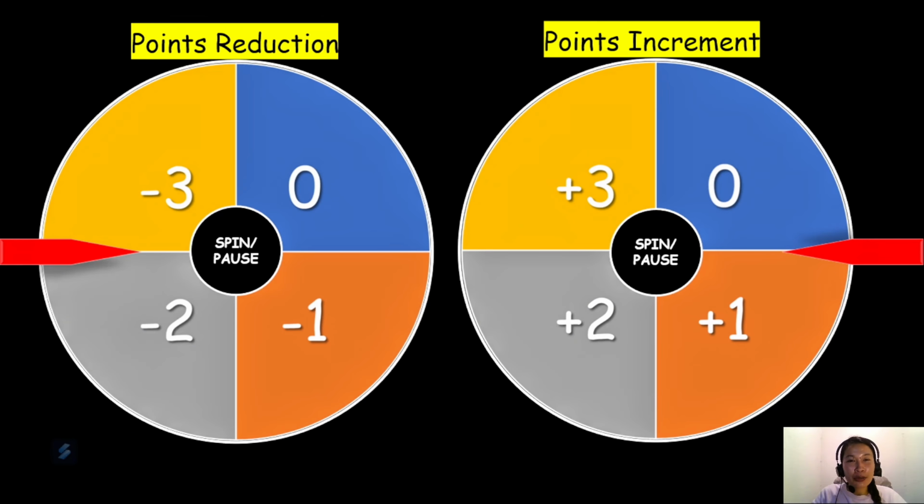So in order for you or for the class to determine how many points you are going to deduct from the student who gave you the wrong answer, you're gonna use this spinning wheel. On the other hand, if your student gave you a correct answer, you or the rest of the class can use this spinning wheel to determine how many points to add up to the student who gave the correct answer. So let's try.